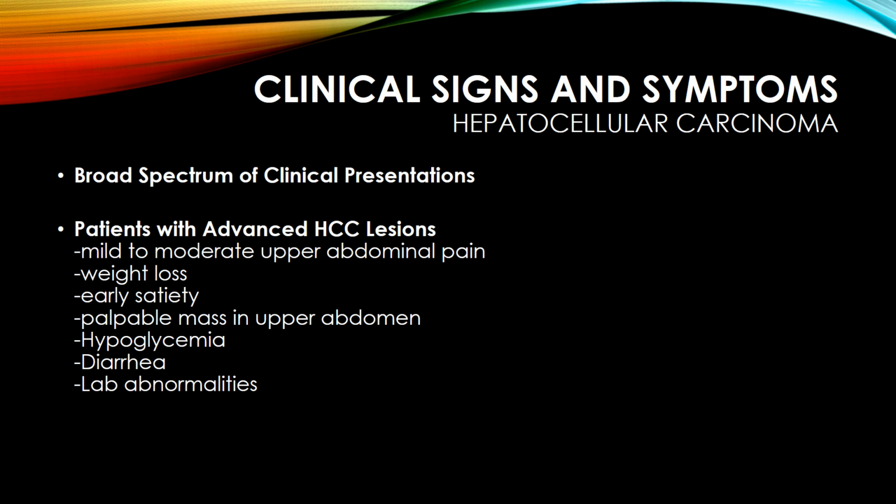You'll see, though, in patients across the board with advanced HCC lesions, some of the things on this list below. Weight loss, early satiety, you can see hypoglycemia because the tumor itself has an increased metabolic demand. Diarrhea from electrolyte abnormalities, and lab abnormalities that can include a serum AFP elevation, hypercalcemia, and erythrocytosis.